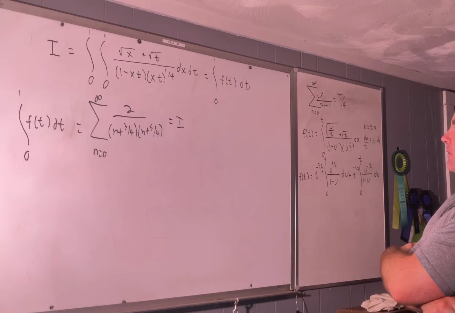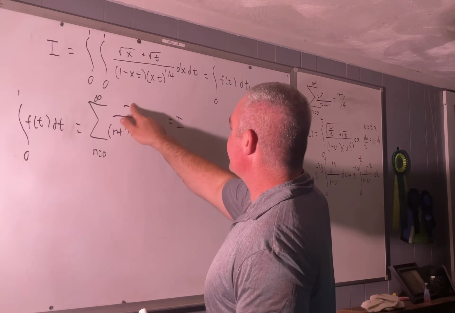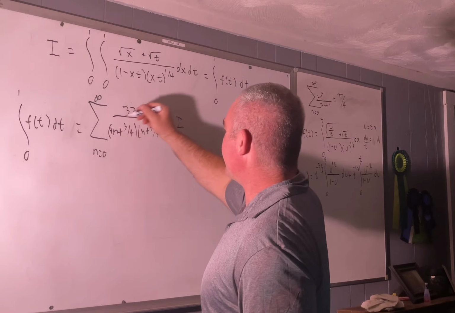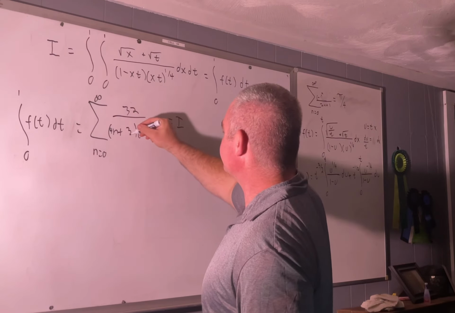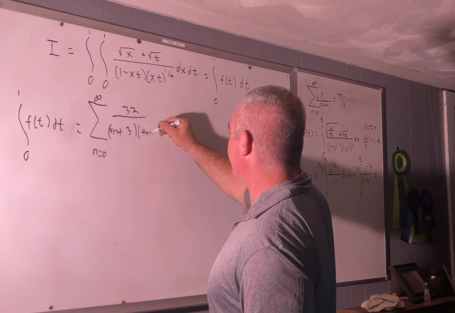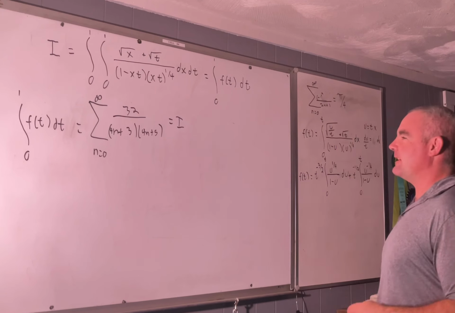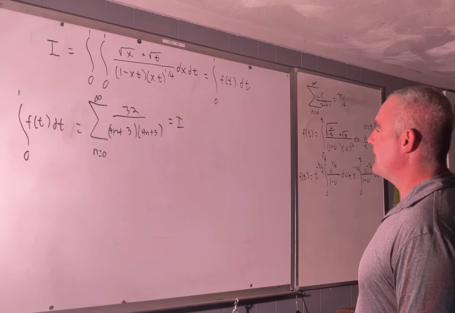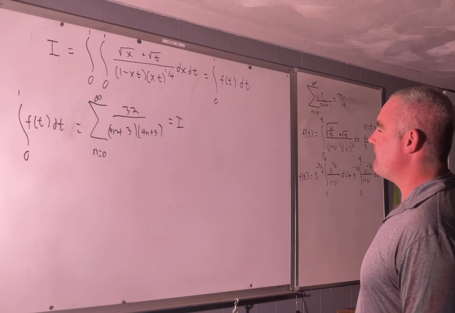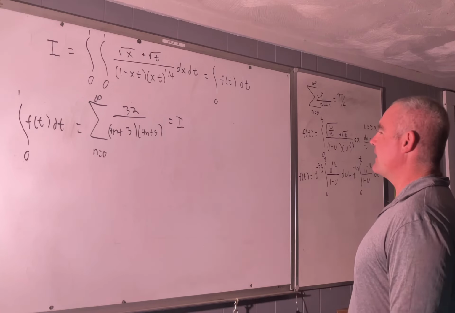Well, first of all, let's multiply the top and the bottom of this thing right here by 16. So that will give us 32 over 4n plus 3, and then 4n plus 5. Well, how are we going to get an alternating form out of that? Okay, we're going to have to use partial fractions.